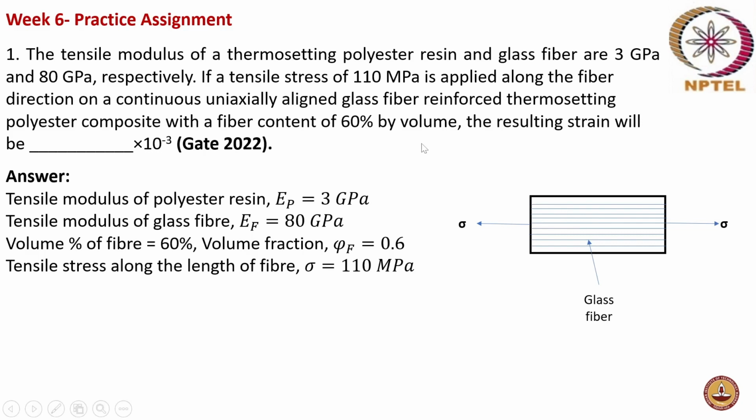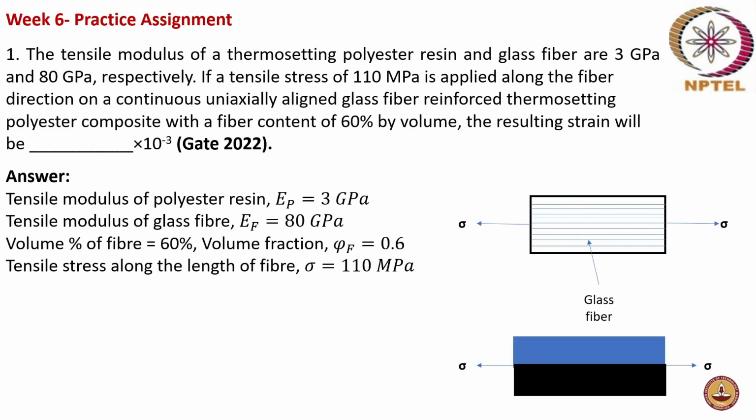The next information given is that the tensile stress is applied along the fiber direction, that means the direction in which the fiber is aligned. You are able to see my cursor, right? This is the direction in which the fiber is aligned, and in the same direction the tensile stress is applied. So from this, what information can we decipher? We can imagine this as two systems: the blue rectangle as the polymer matrix, and the black as the glass fiber, with an alignment.